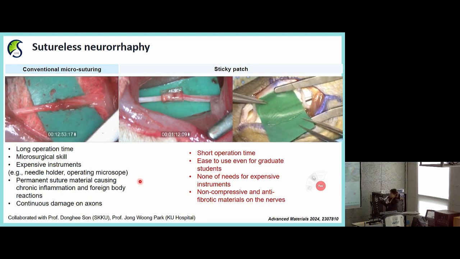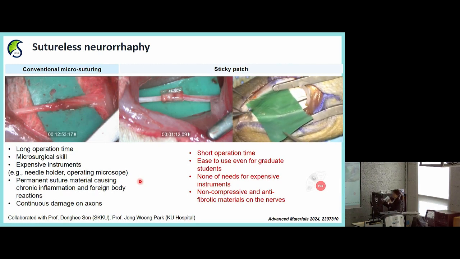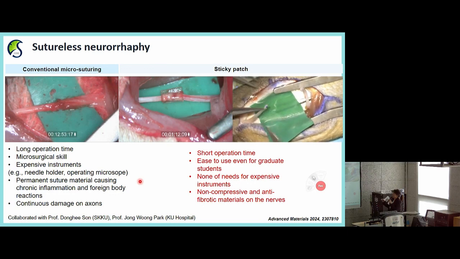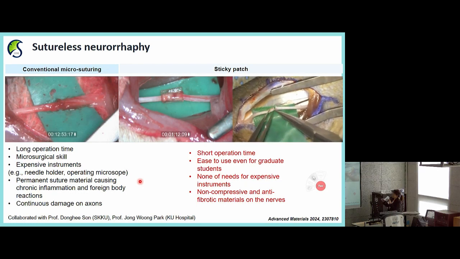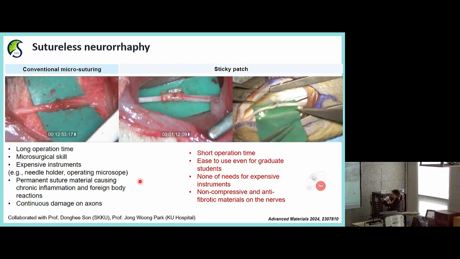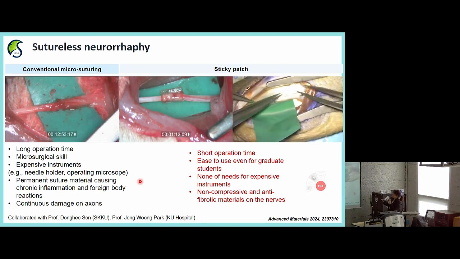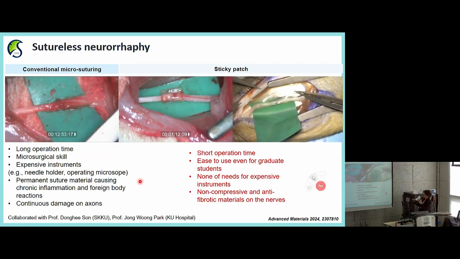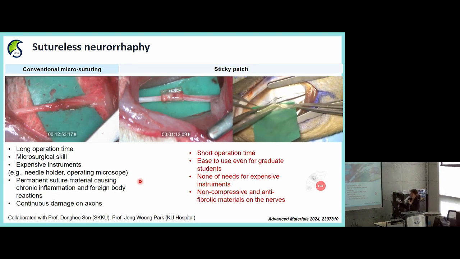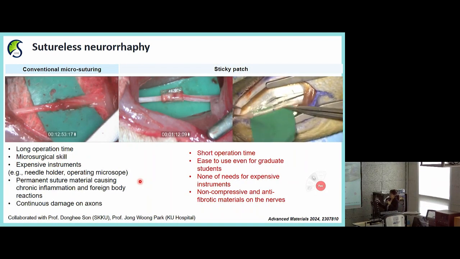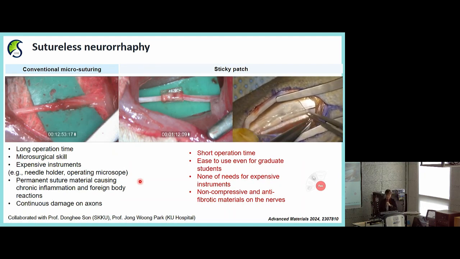So we also checked the feasibility of our patch in the monkey nerve model. So we made a wide patch like here. And then we also apply the nerve on the patch and then wrap it in the same manner as with the rat sciatic nerve model. That's the whole process for the operation. So this also takes within 1 minute for the single nerve connection.